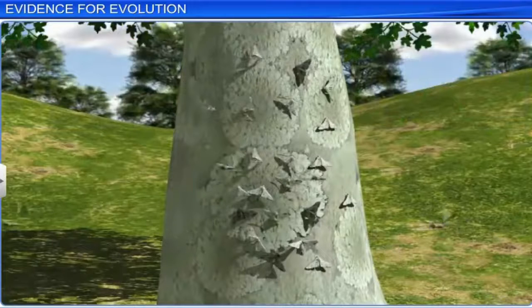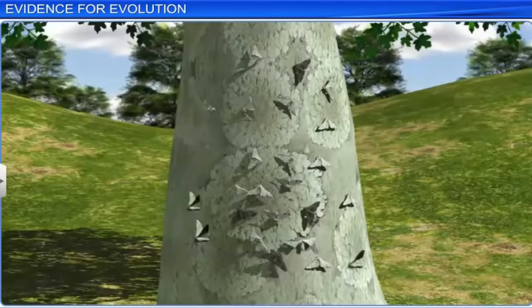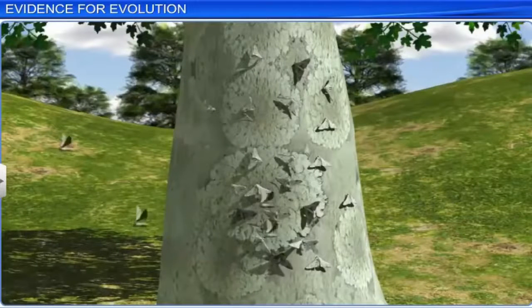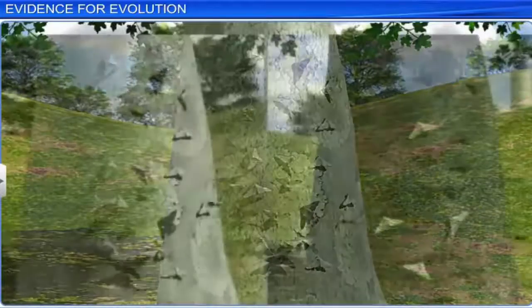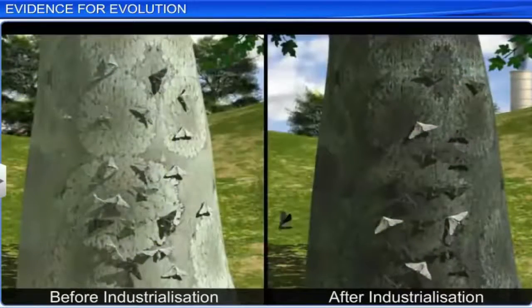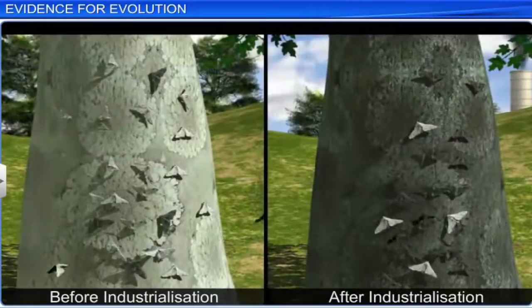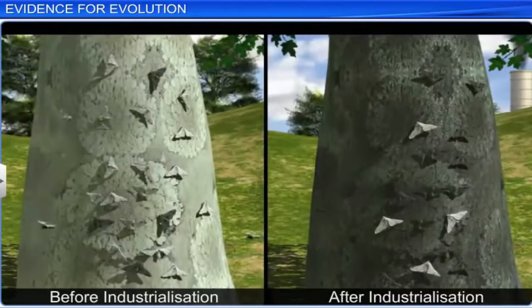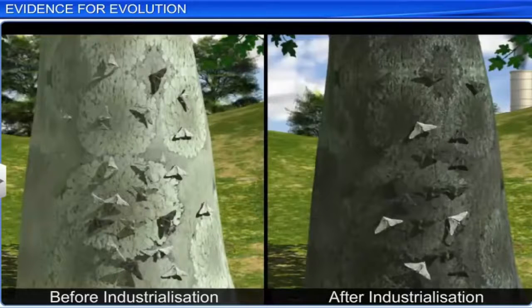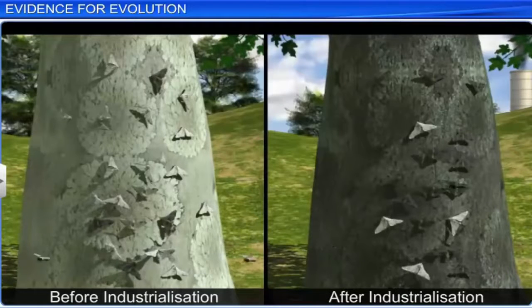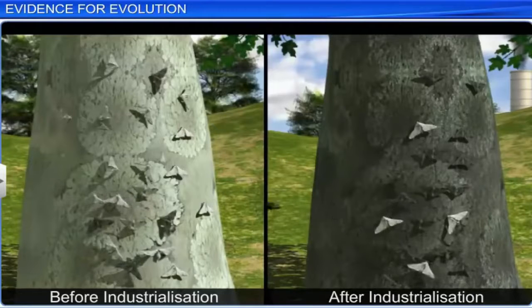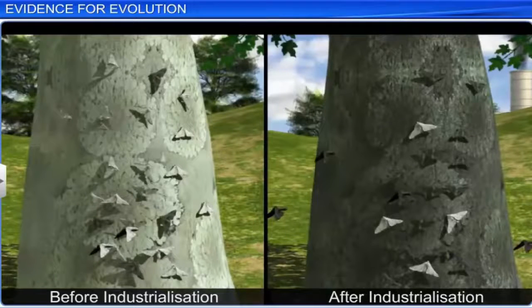However, in rural areas where industrialization had not taken place, the count of dark-winged moths was low. This study proved that in a mixed population, organisms which adapt themselves to the existing environment have better chances of survival and increasing their population size. At the same time, no variant is completely wiped out.